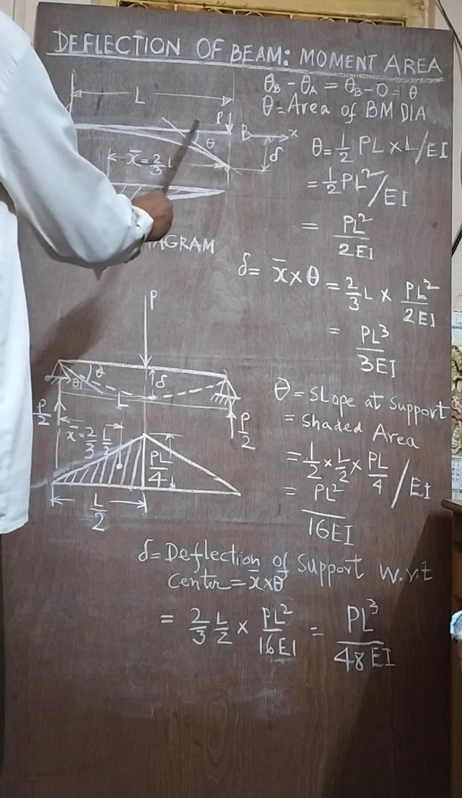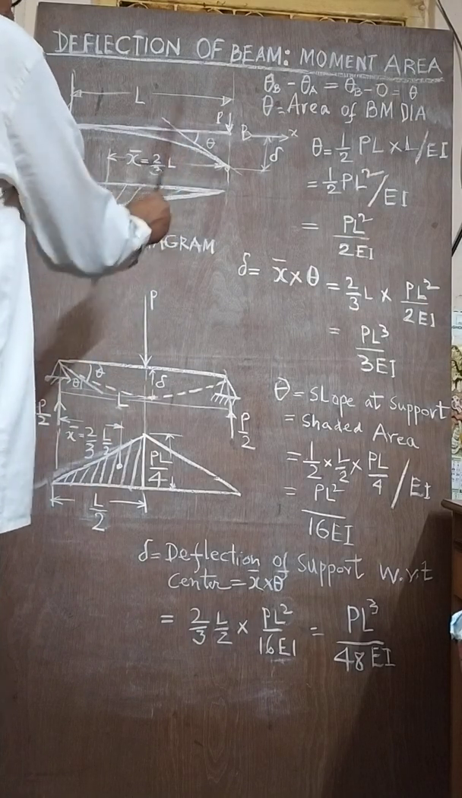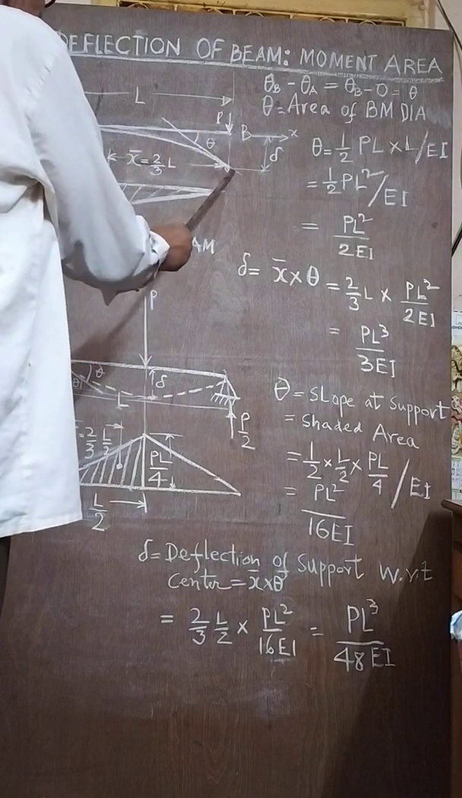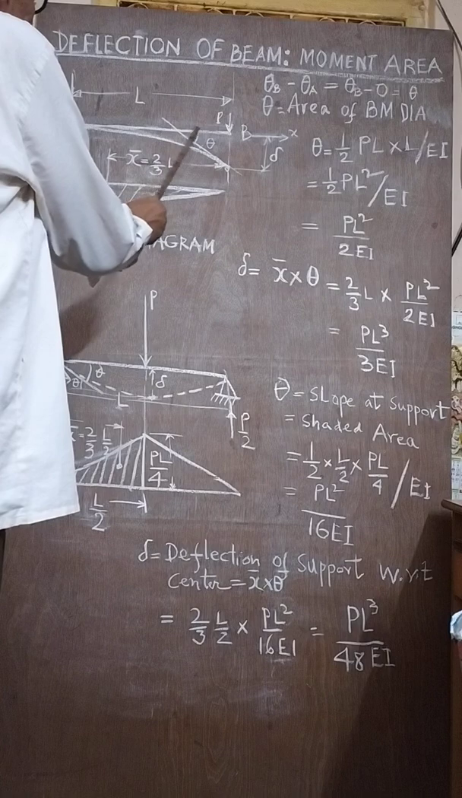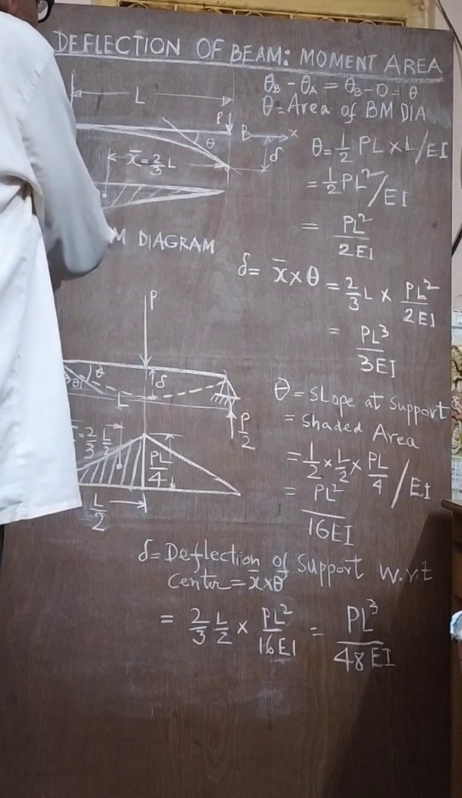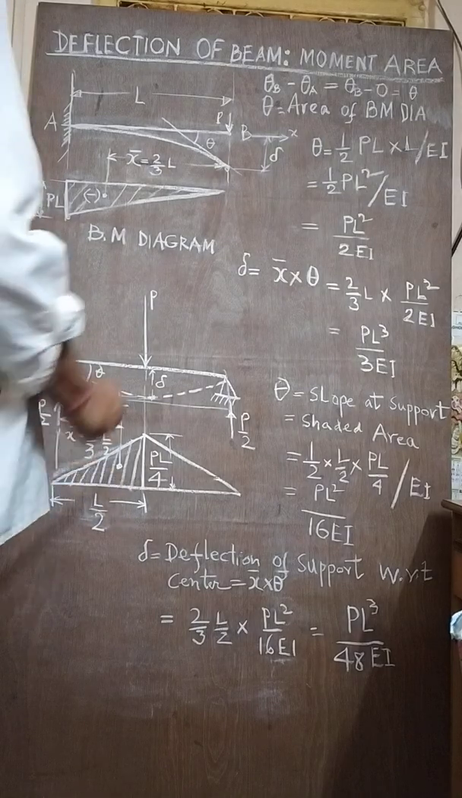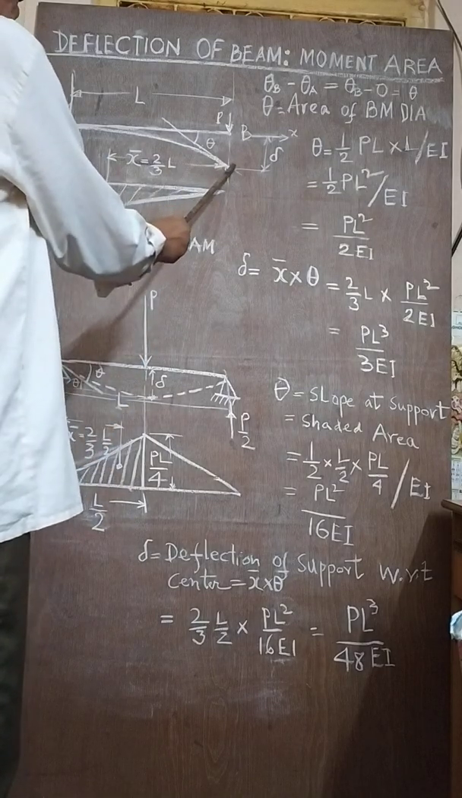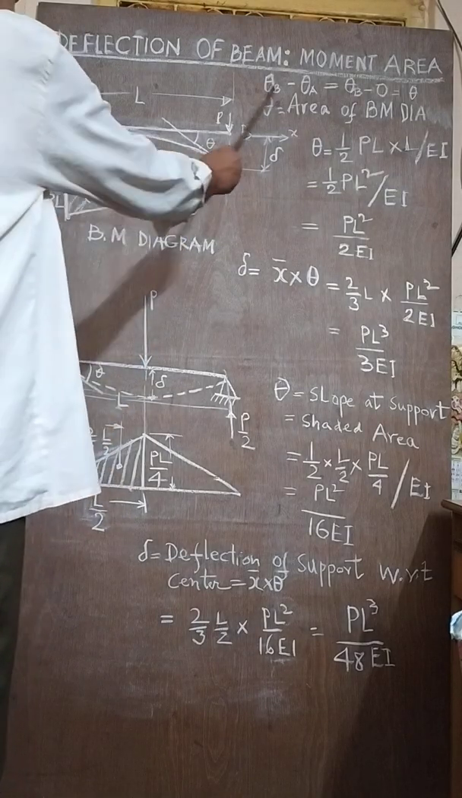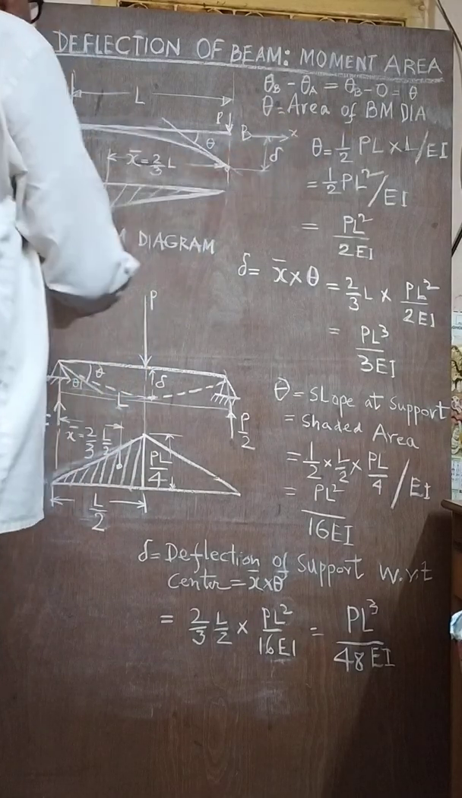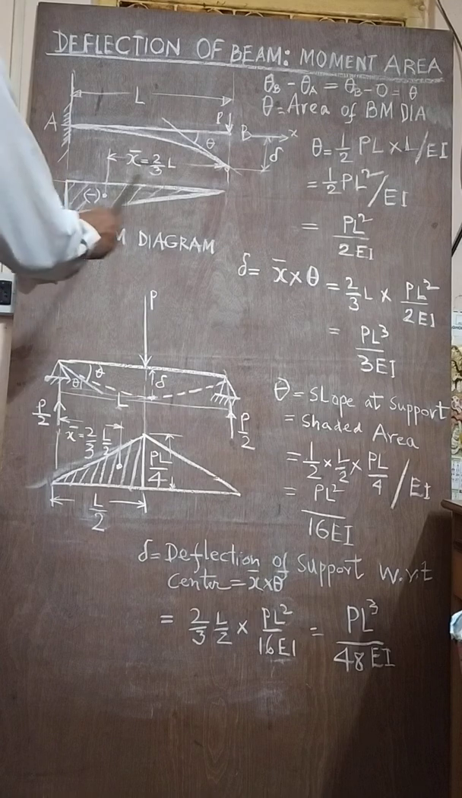And the angle between the two tangents is theta. So the angle between the two tangents at B and A makes theta, because here at A the tangent is zero, the slope is zero, and here the slope is theta. So this difference, theta B minus theta A, is the area of the bending moment curve.